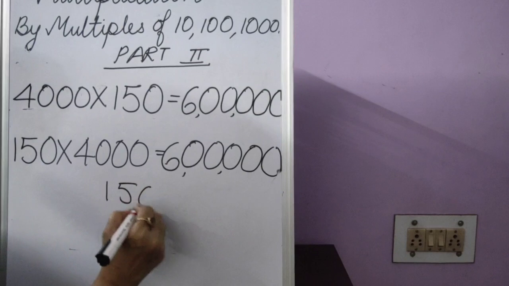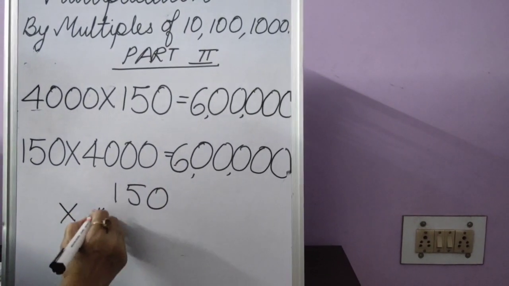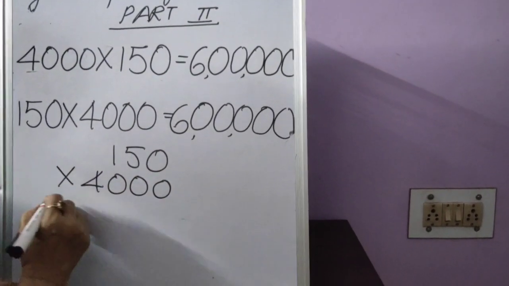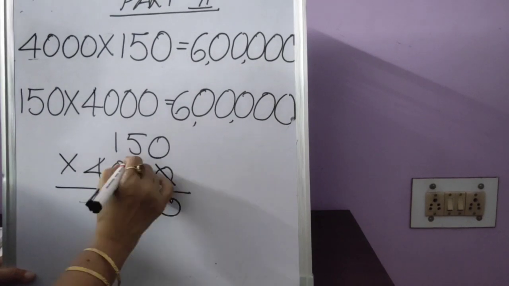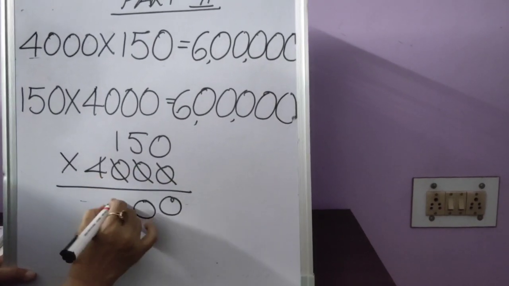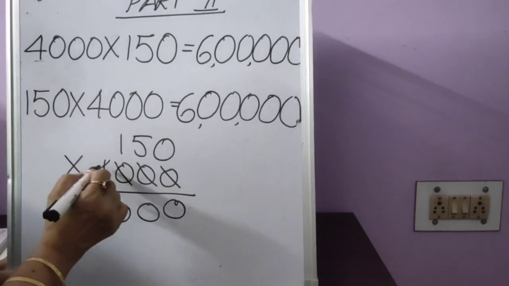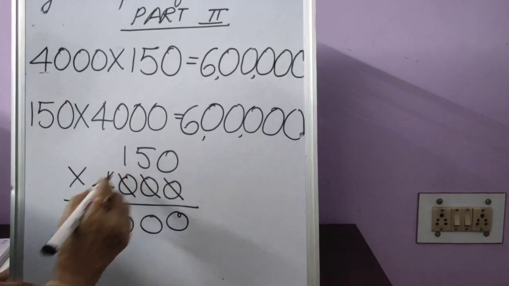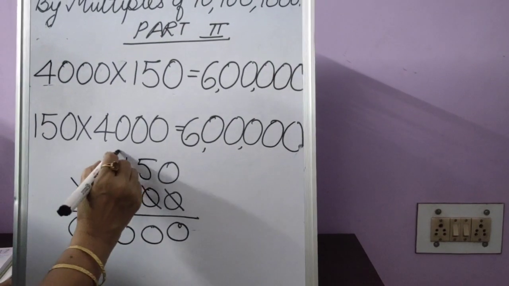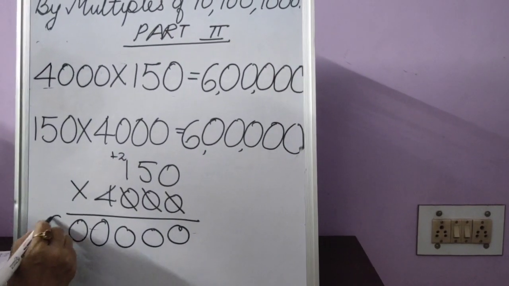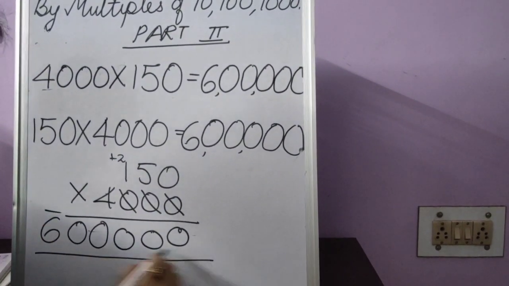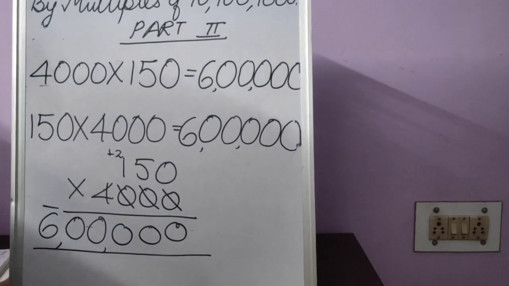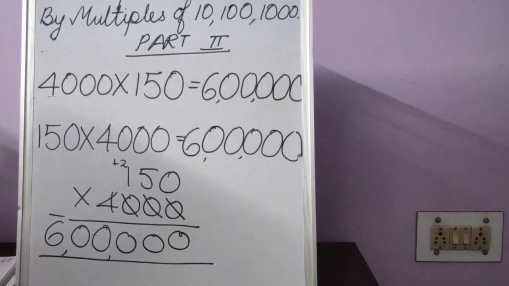In the same way, 150 multiplied by 4000. Copy down the 0, copy down the 0, copy down the 0. Now it is 150 multiplied by 4. 4 zeros are 0. 4 fives are 20. 0 carry over 2. 4 ones are 4 plus 2, 6. And this is your final answer, 6 lakh.